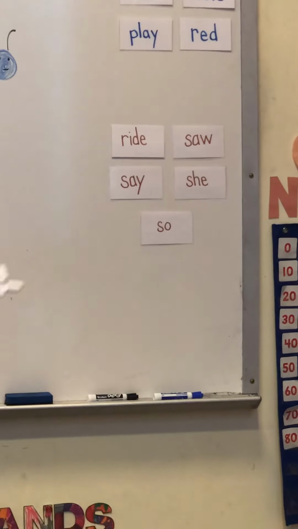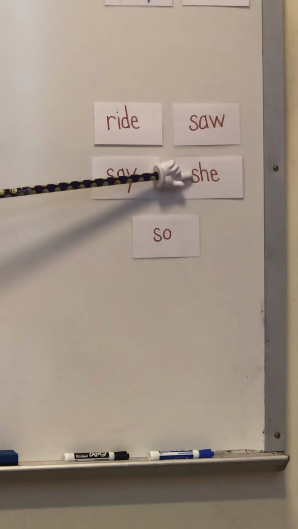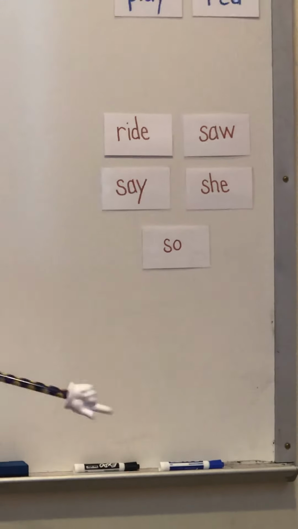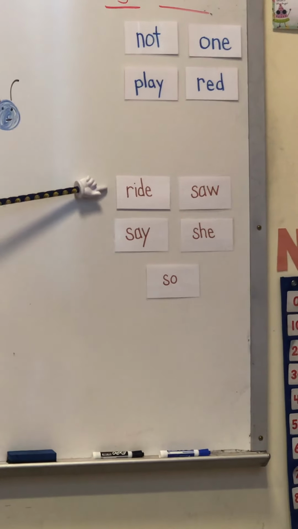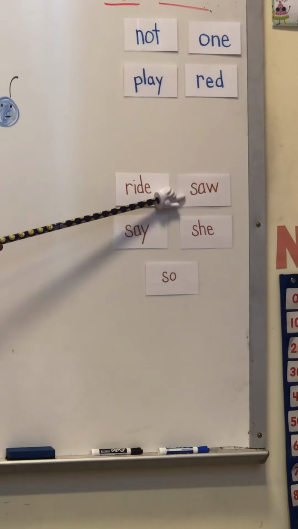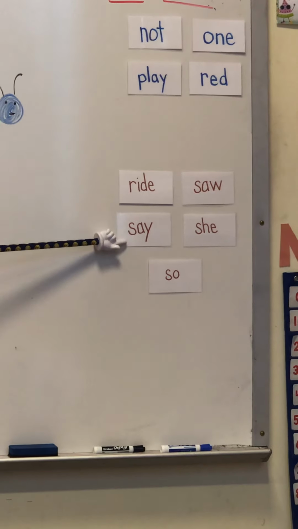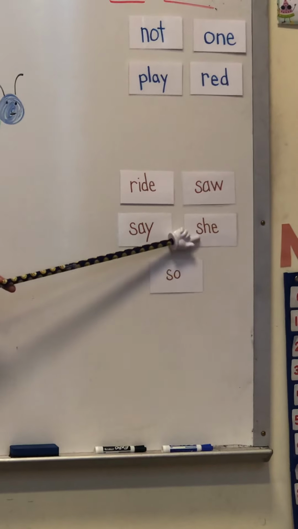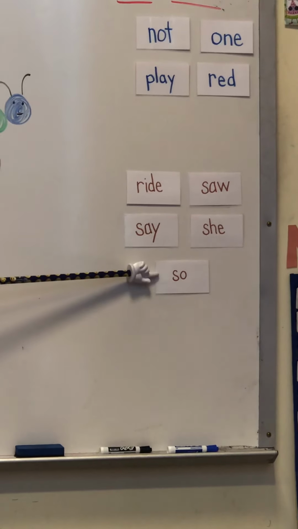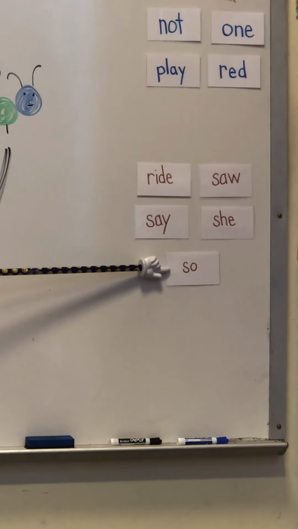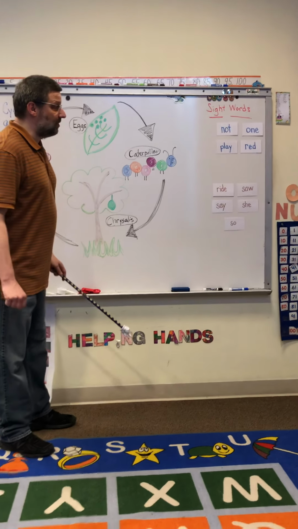The kindergarten sight words are ride, saw, say, she, so. So, please ride in the car, do not walk. I saw a butterfly yesterday. Make sure to say please and thank you. She is really tall. And there are so many Legos to clean up. All right, so those are your sight words this week. And we'll be reviewing those as the week goes on.